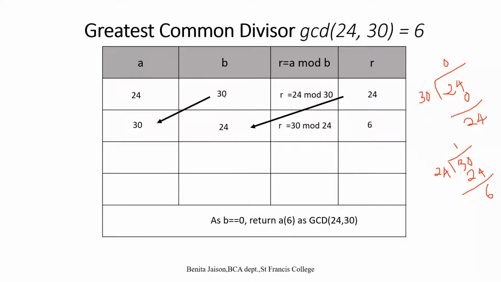So ultimately, just see what had happened in these two steps. When we gave A value less than B, here you know A is 24 and B is 30, what happened? Ultimately, one extra row was there for swapping the values of A and B. Now A value and B value got interchanged. But we followed the same process of finding the mod. The steps are the same, but there will be a swapping between A and B value.